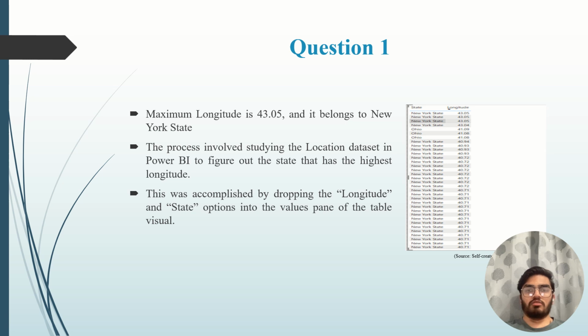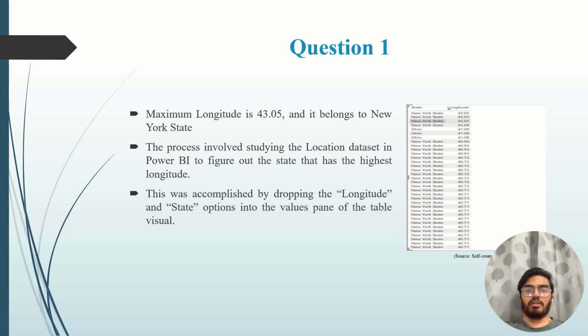The process involved studying the location dataset in Power BI to figure out the state that has the highest longitude. This was accomplished by dropping the longitude and state fields into the values pane of the table visual. The aggregation of longitude was updated so that only the individual places are listed instead of combining them.